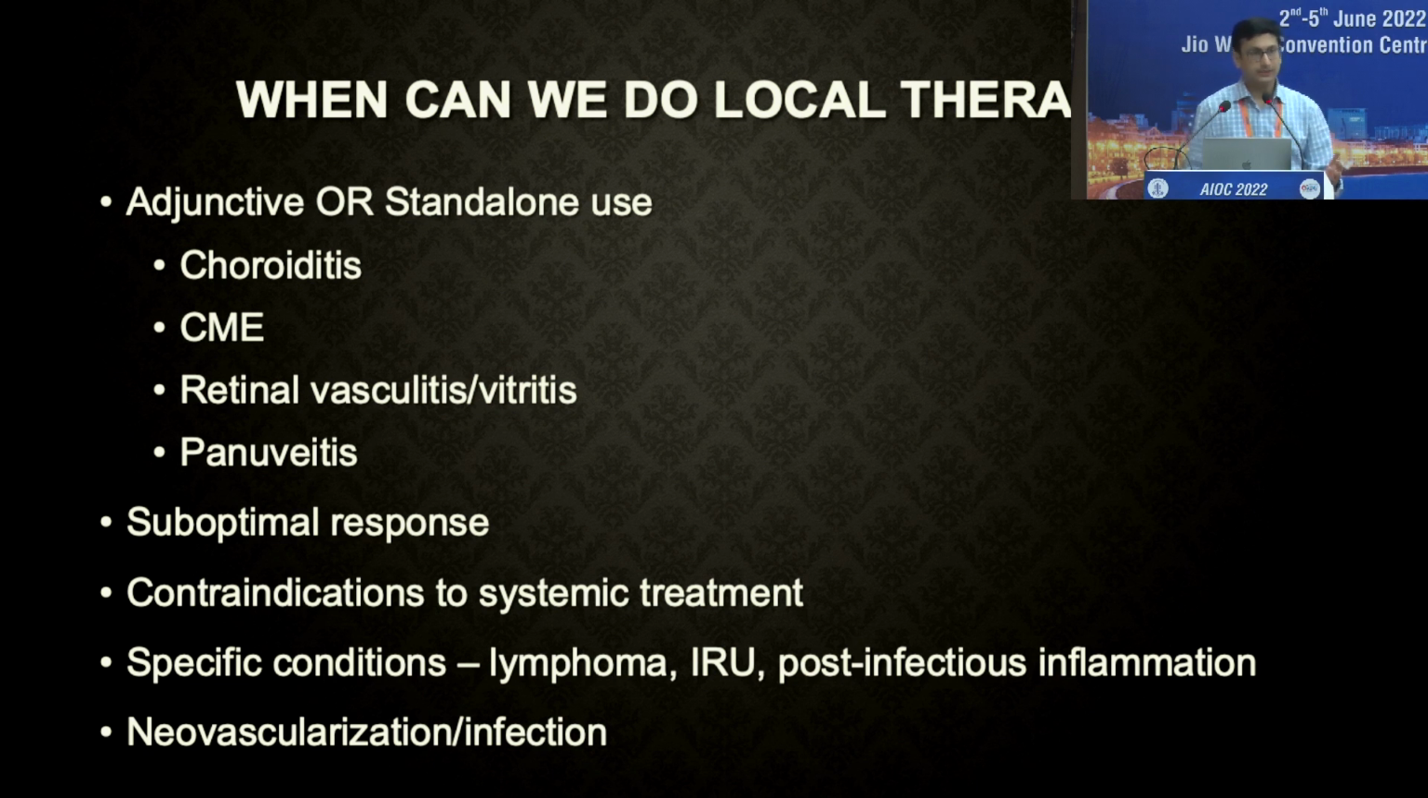And when can you do local therapies? And I'll show you some case examples. You can do local therapies in patients where you want to use local as an adjunct to your systemic treatment, and this could be for the treatment of choroiditis, cystoid macular edema, retinal vasculitis, and panuveitis, or if there is a suboptimal response to systemic treatment, or if there are contraindications and certain specific conditions such as lymphoma, or if you have a patient with immune recovery uveitis where you can potentially use local or intravitreal therapies. Now, of course, neovascularization requires anti-VEGF, and certain infections like viral retinitis sometimes require adjunctive ganciclovir, but I will not be discussing those two aspects.